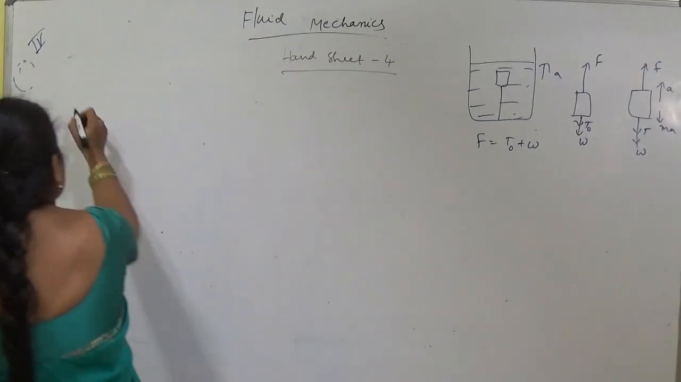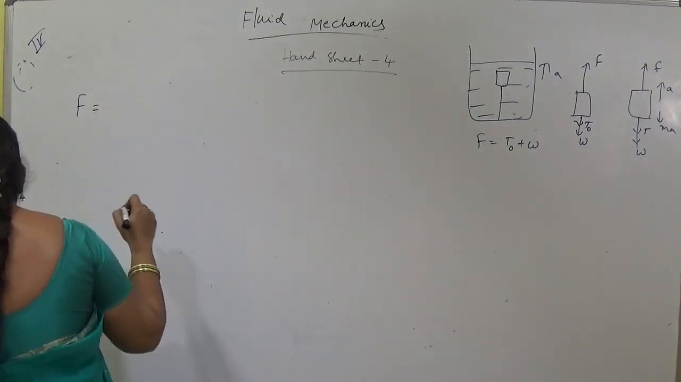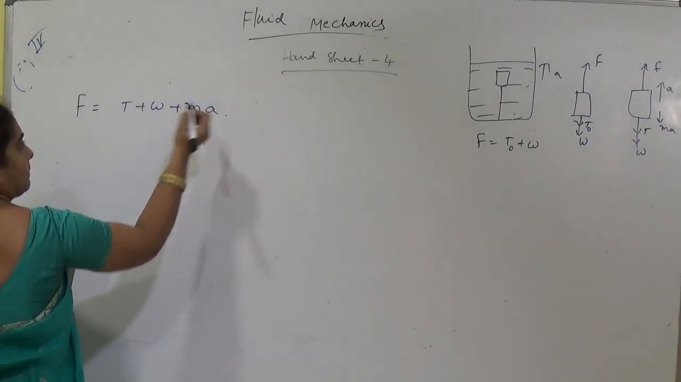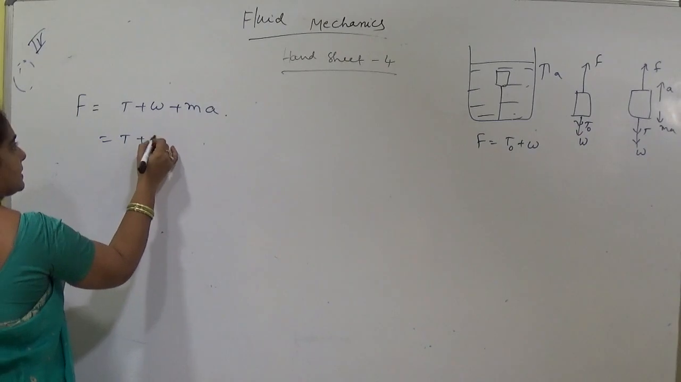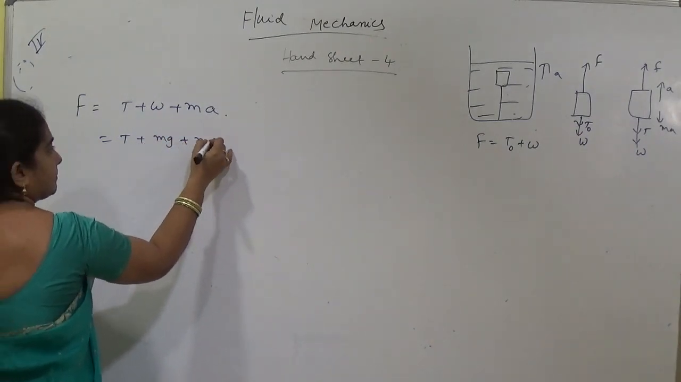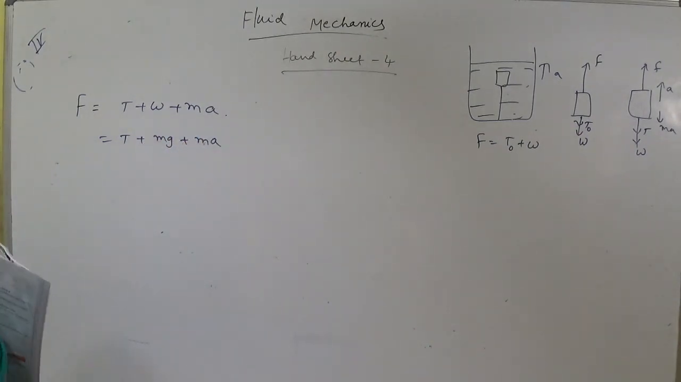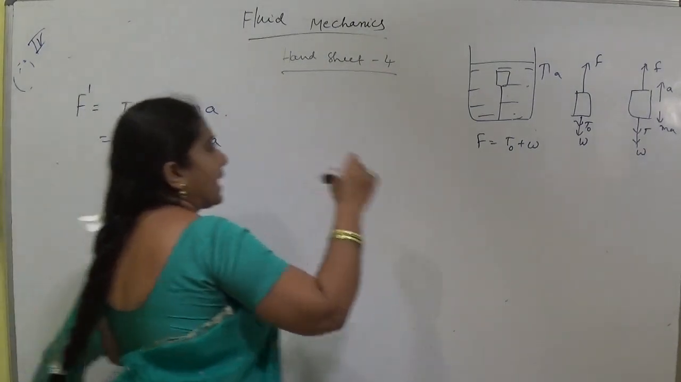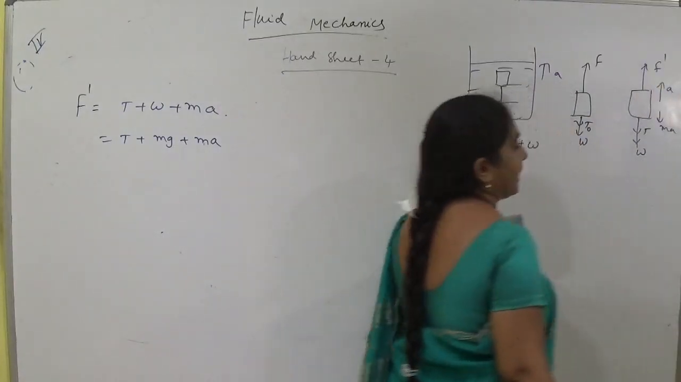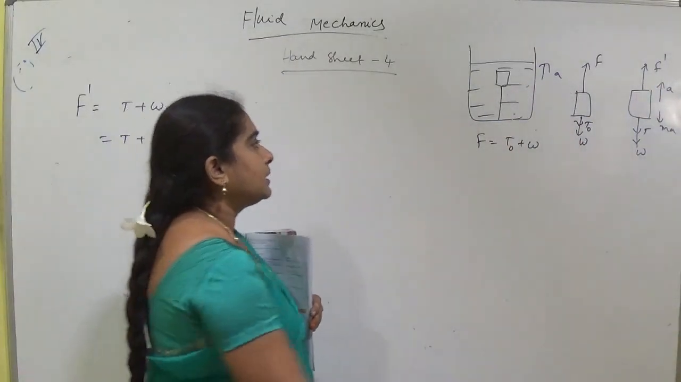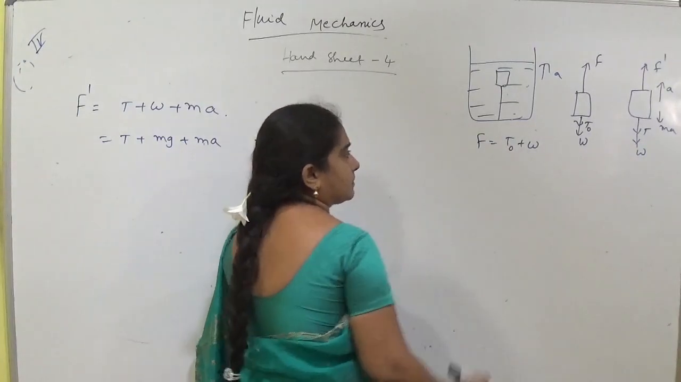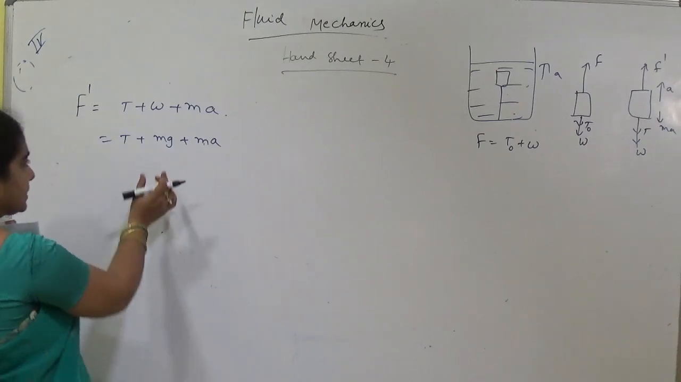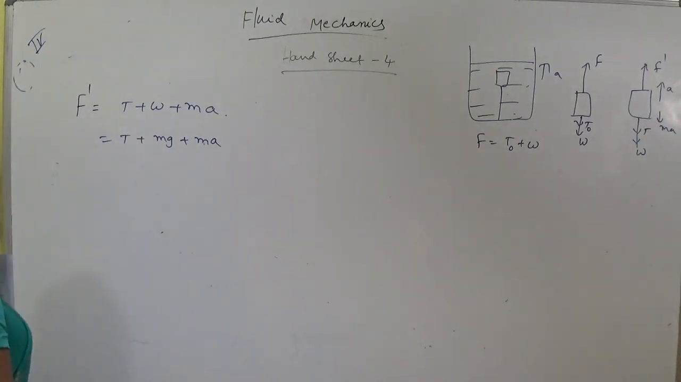F is equal to T plus W plus MA, that is T plus mg plus ma. F dash is the accelerating buoyant force, and F is the buoyant force at rest position. F prime is equal to T plus mg plus ma.